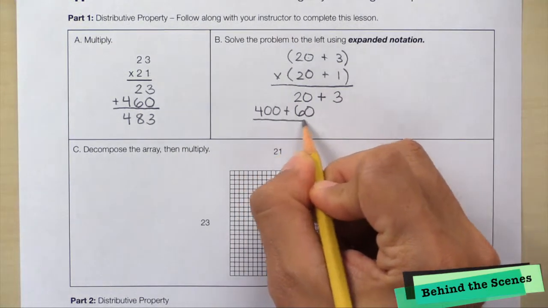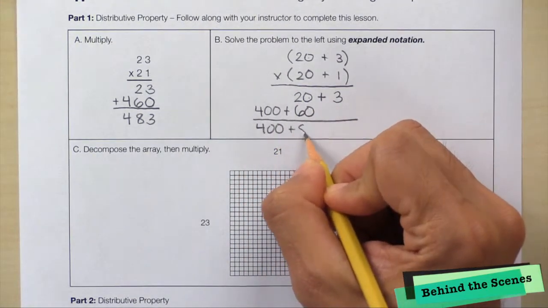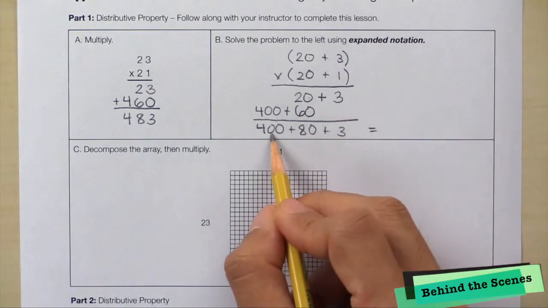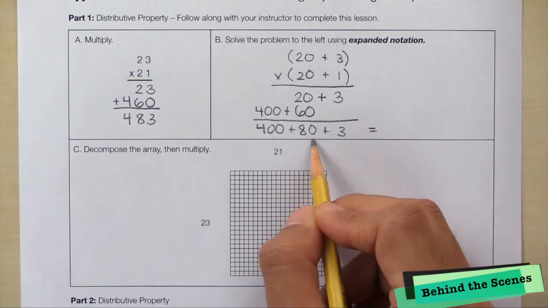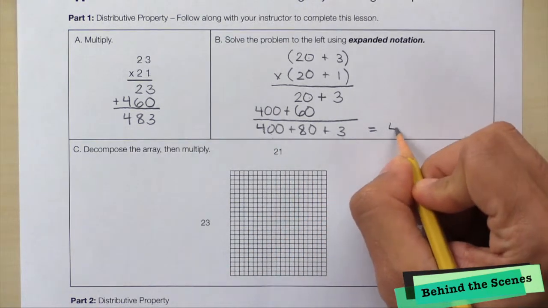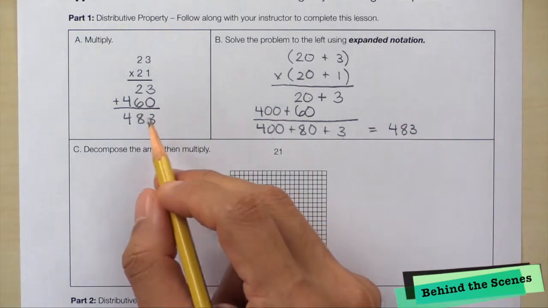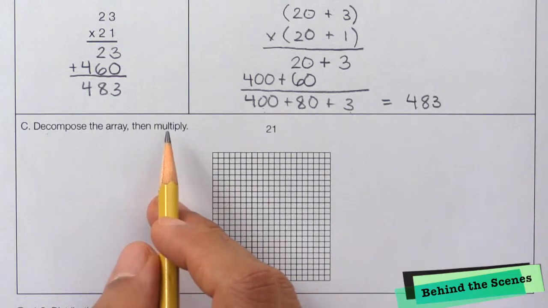Add them up. Here we have 400 plus 80 plus 3, and 400 plus 80 plus 3 equals 483. And notice that this matches our previous answer. Here's box C. Decompose the array, then multiply.